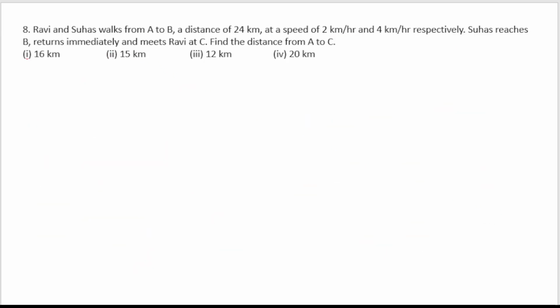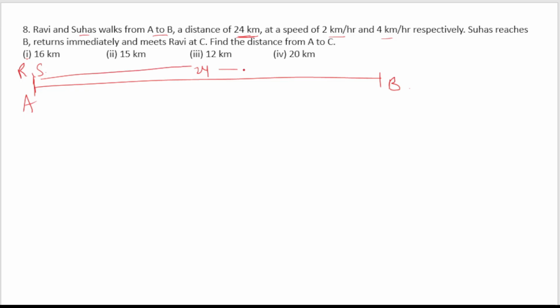Next one, Ravi and Suhas walk from A to B, a distance of 24 kilometers at a speed of 2 kilometers per hour and 4 kilometers per hour respectively. See, this is the starting point A. And this is the ending point B. Ravi and Suhas walk at the same time.